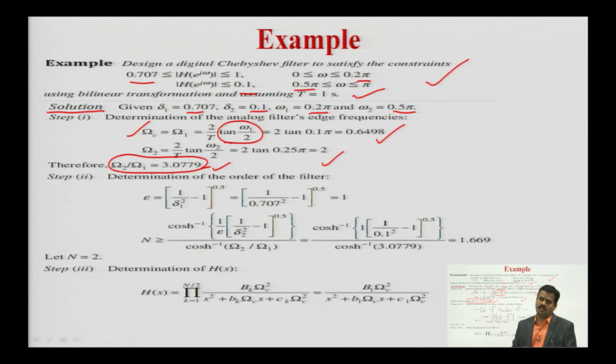If you know those steps, then you have to follow the same steps again, but some changes are there in Chebyshev digital filter designing. Next, determination of your order of filter. The formula you are using here is different than Butterworth. If you use the formula and put the value here, then it will be 1.669, then you can assume your order of filter is 2.